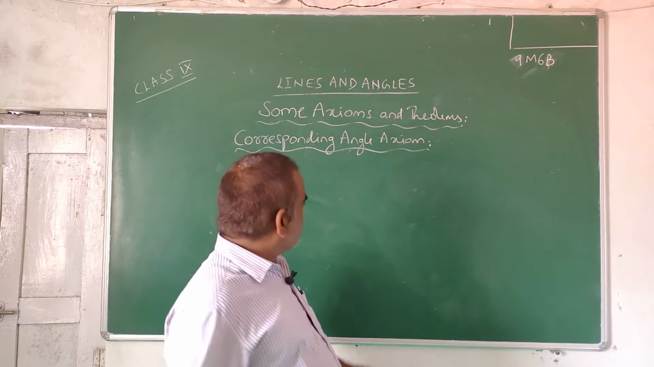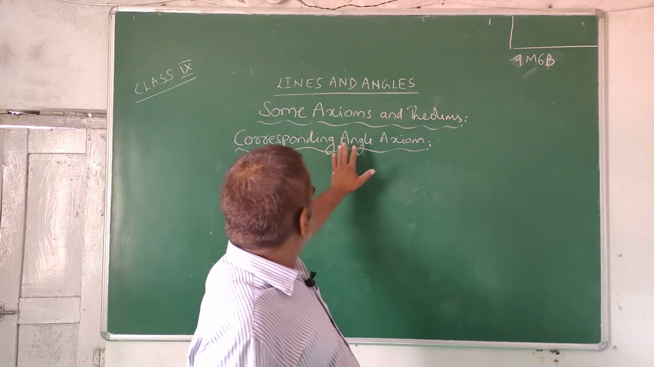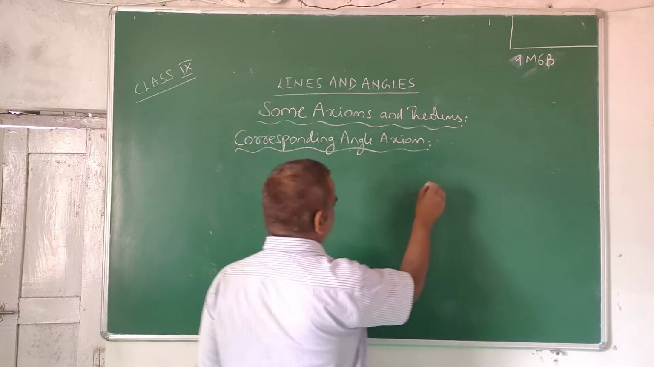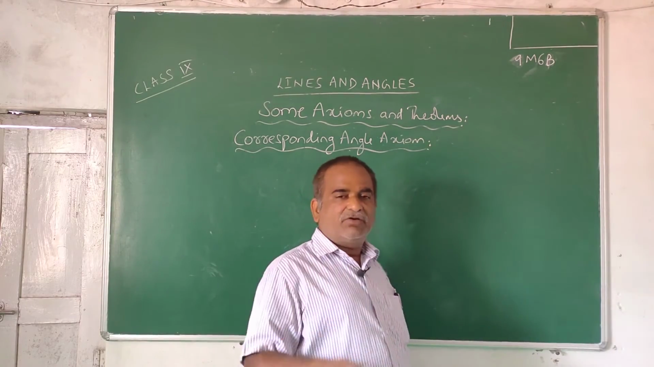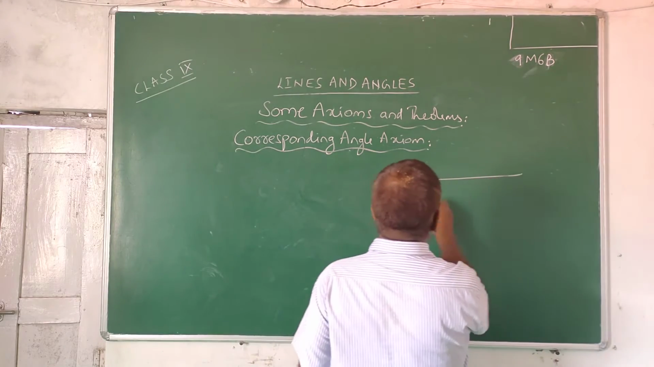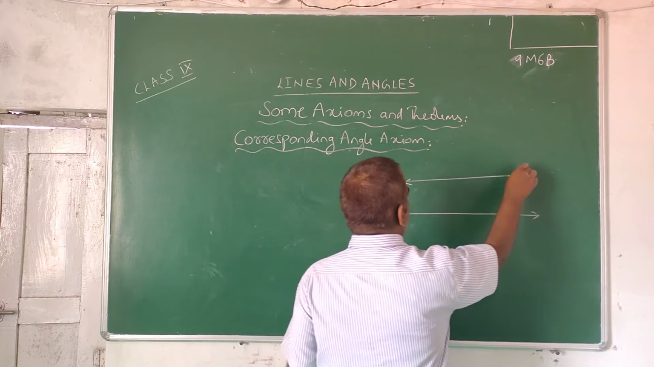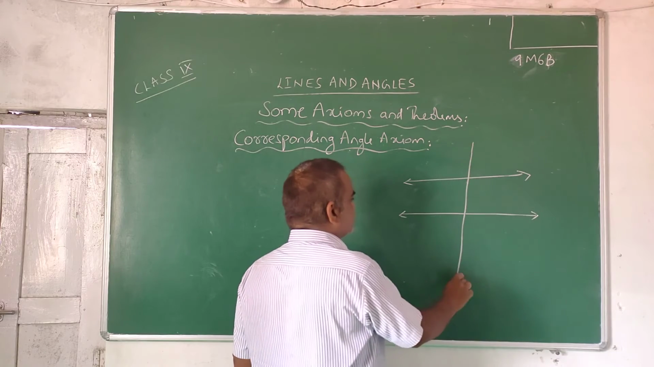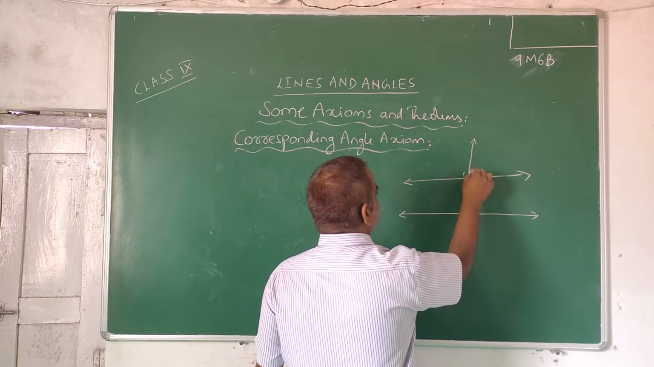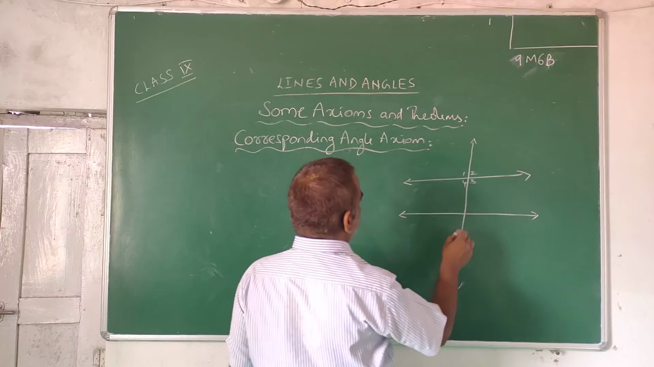Dear students, now we are going to learn some axioms and theorems. First axiom is corresponding angle axiom. What is corresponding angle axiom? That I'm going to read out, okay? I'm not writing, just reading. See here, if a transversal intersects two parallel lines, then the corresponding angles are equal. So that is the corresponding angle axiom.